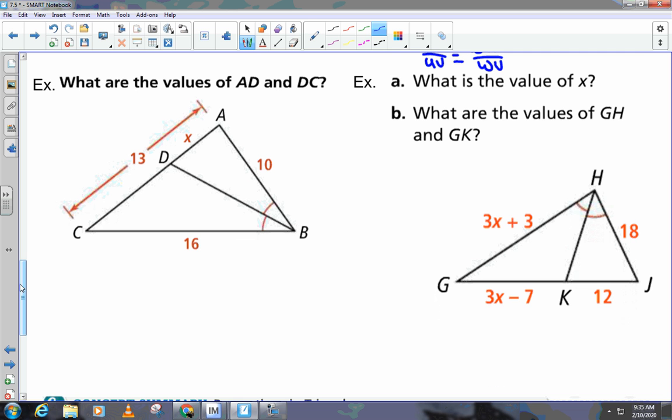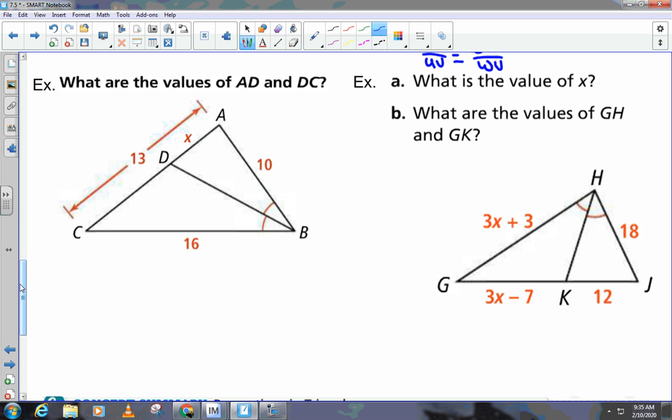What are the values of AD and DC? So we have to find X, which is AD, and then we want to find CD. First we look at our picture. What do we have right here? What is BD doing? It's bisecting that angle, right? And so that tells me that it breaks the opposite side into a ratio that's the same as the other two sides of the triangle.